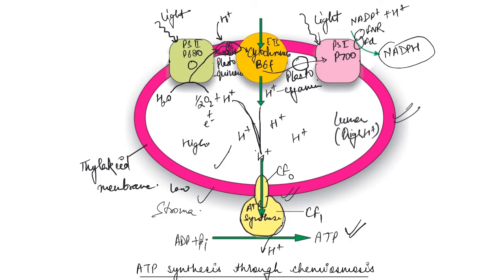Right? Now, along with the NADPH, which is produced by the movement of electrons, ATP will be used immediately in the biosynthesis reaction taking place in the stroma, and that is responsible for fixing carbon dioxide and the synthesis of sugars. All that we are going to study in the next video.